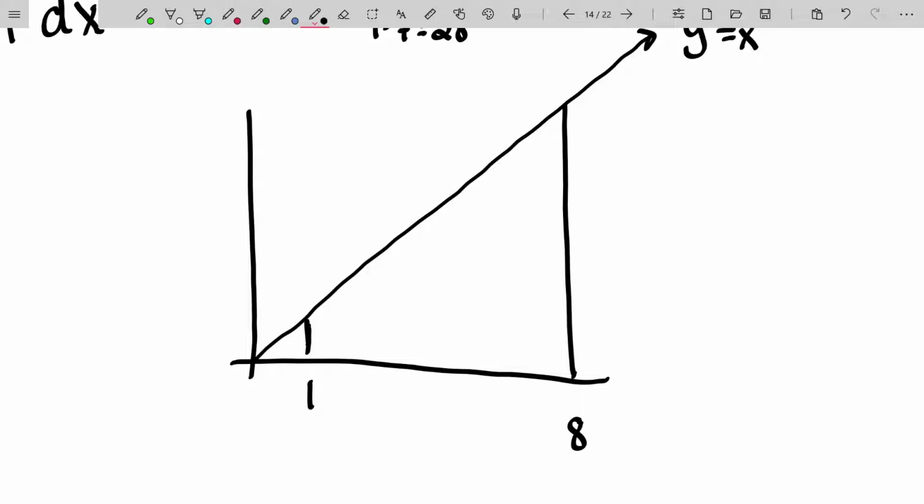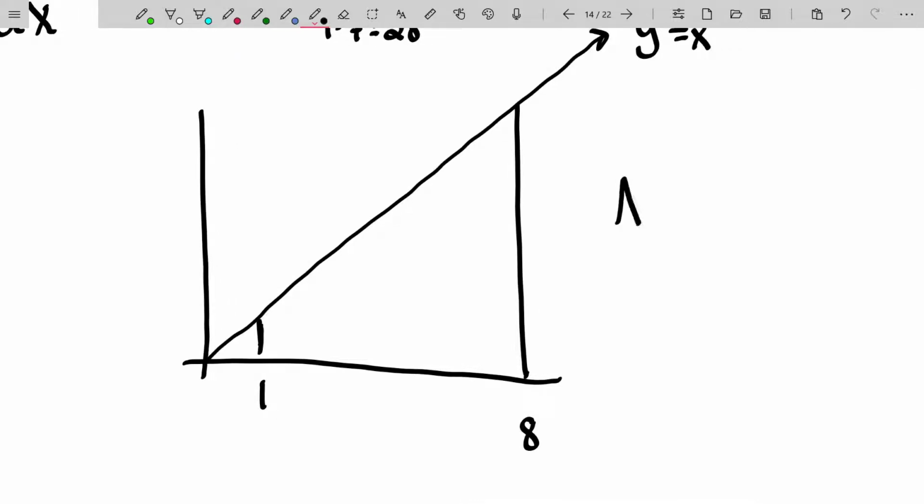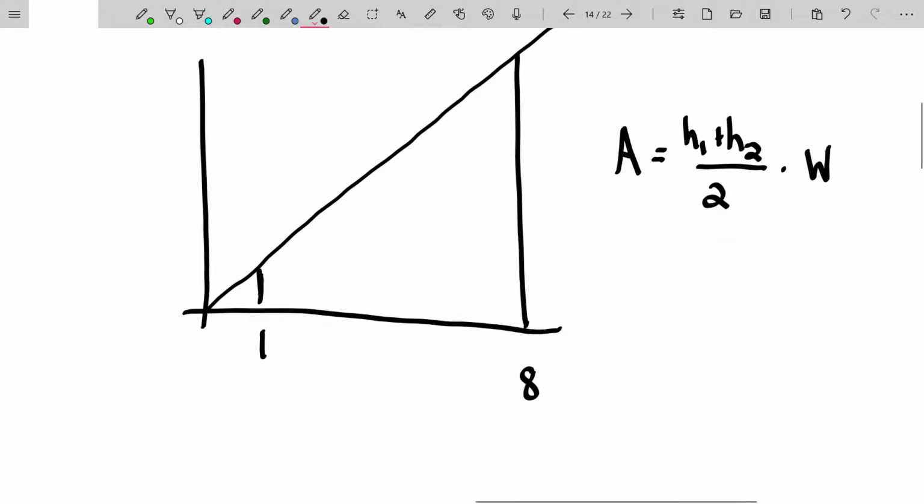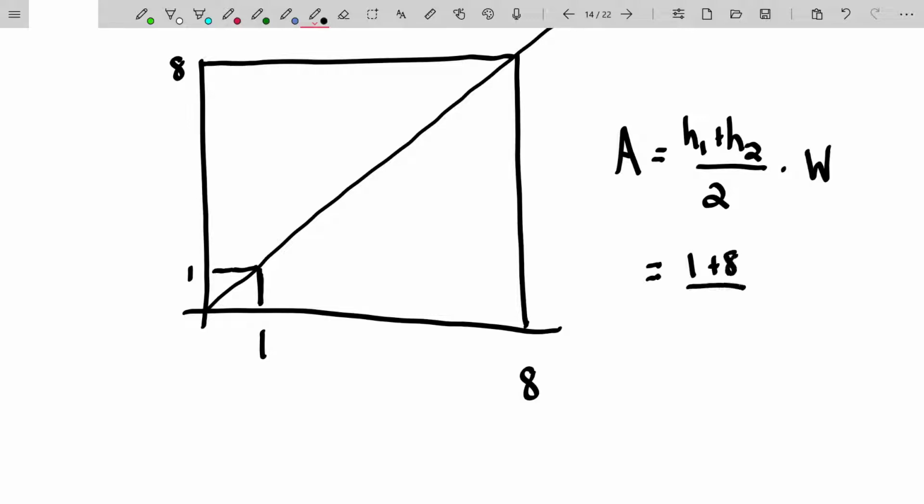If you don't remember the area of a trapezoid, it's the average height, so height 1 plus height 2 divided by 2, times the width. That's all it is. The average height times the width. So in this case, the height right here is 1. The height right there is 8 because, well, it's y equals x. So 1 plus 8 divided by 2 times the width of this interval, which is 7. That'll be 9 times 7, or 63 halves.